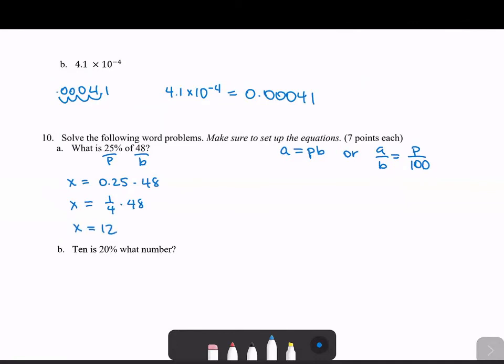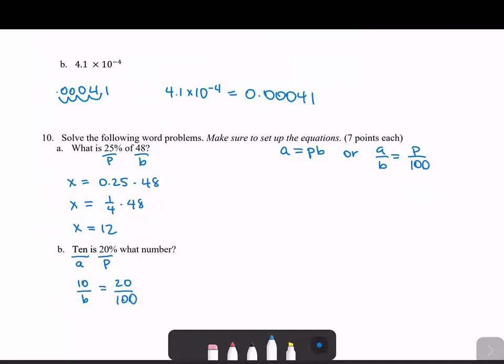Okay, so the next one is 10 is 20% of what number? So we're given that our part is 10 and our percent is 20, and we want to know our whole, the whole number that we're looking at. So this one I'll set up using the other form of the percent equation. So we have that 10 over our whole is 20 over 100.